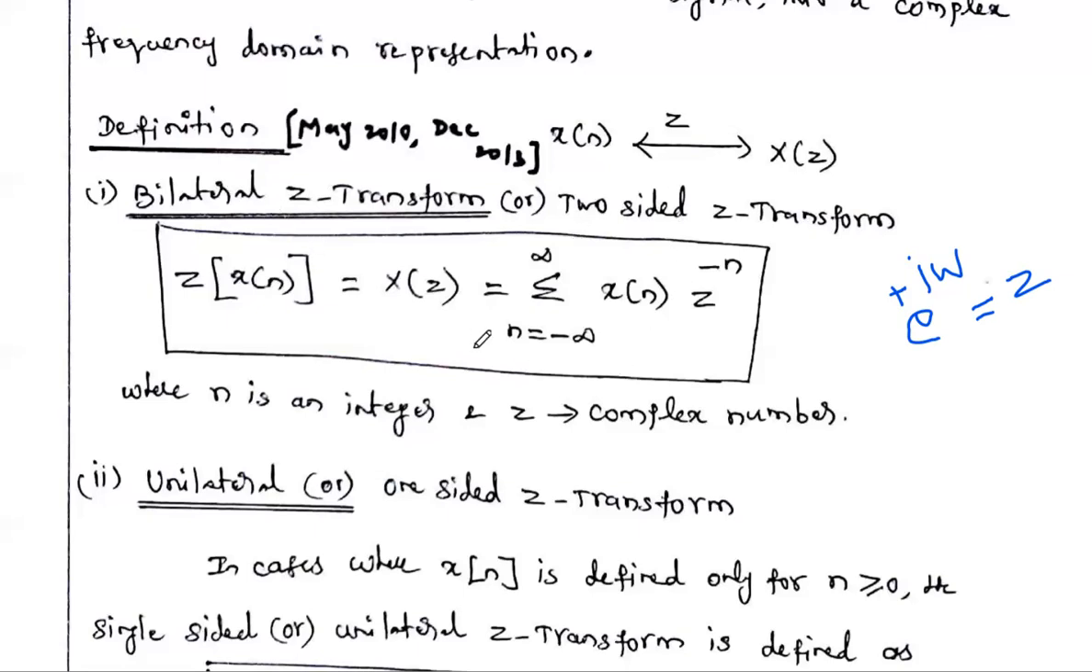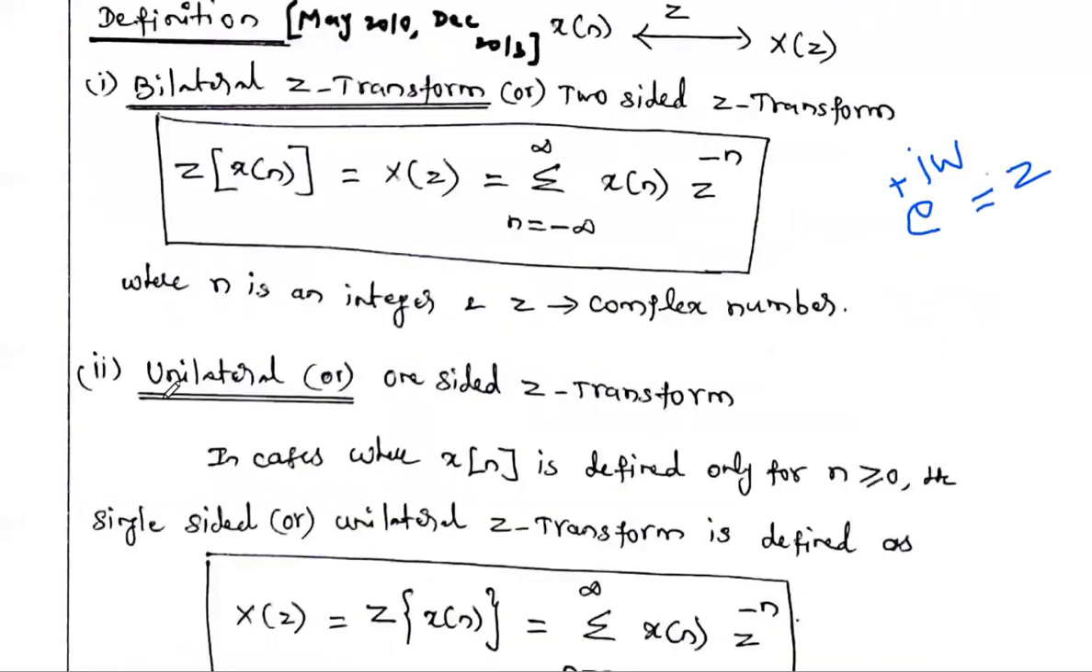For which signal do we use this formula? If the given signal x of n has values in negative time and positive time, we may use this formula. For example, x of n equal to a power modulus n. Already we solved the a power modulus n problem in the DTFT. That is a double-sided exponential signal. The a power modulus n has values on the negative axis and positive axis. So for that problem, we may use this two-sided Z transform.